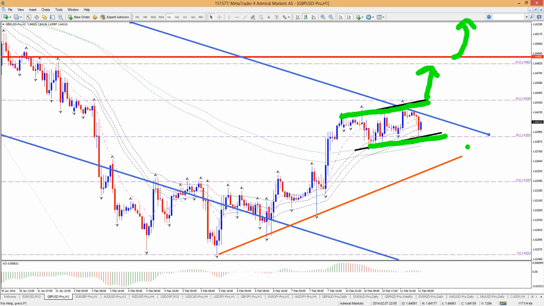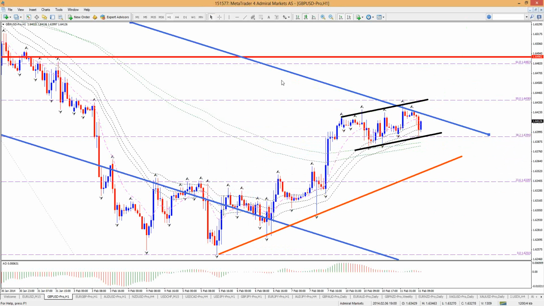potential continuation above red. For the downside, we would need a break below this channel for a short trade down to orange, which could be a bouncing spot. And then a bounce. And if we break that orange line, that support line, there could be more downside confirmation. And we would continue with this downtrend channel of blue.